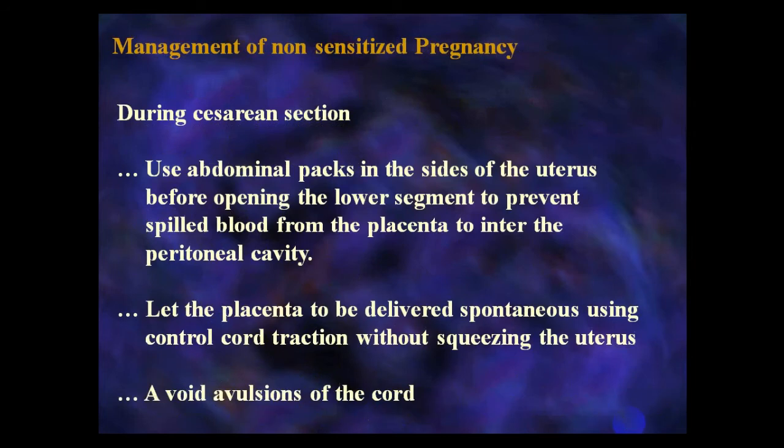During cesarean section, use an abdominal pack at the side of the uterus before opening the lower segment to prevent spilled blood from the placenta entering the peritoneal cavity. Let the placenta be delivered spontaneously using controlled cord extraction without squeezing the uterus. Avoid avulsion of the cord.